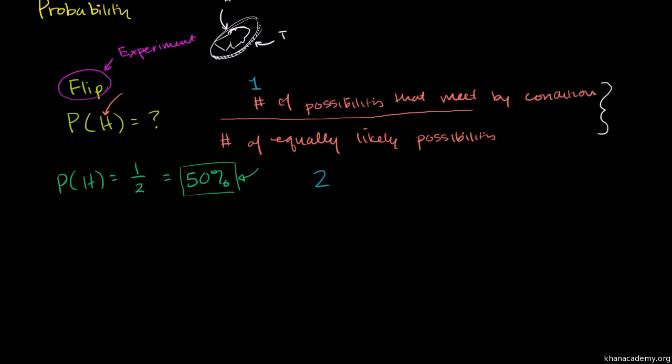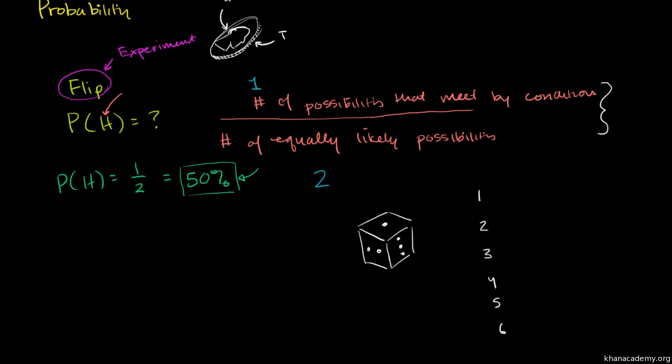Now let's do another very typical example when you first learn probability, and this is the idea of rolling a die. So here's my die right over here. And of course, you have the different sides of the die. So that's the 1, that's the 2, that's the 3. I'm assuming this is a fair die, and so there are 6 equally likely possibilities. When you roll this, you could get a 1, a 2, a 3, a 4, a 5, or a 6. And they are all equally likely.